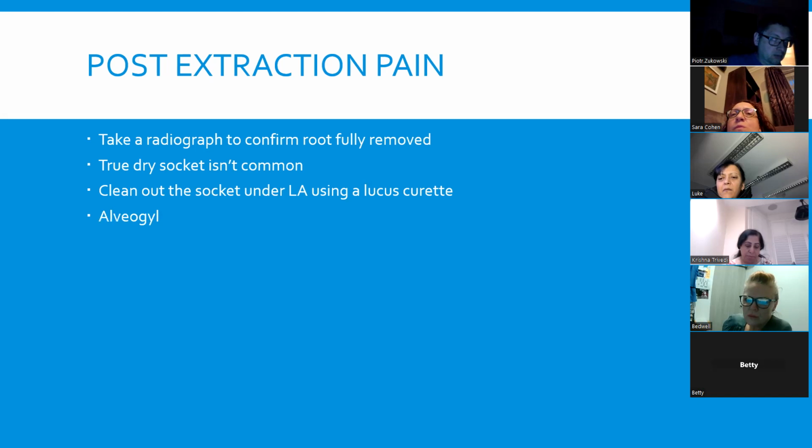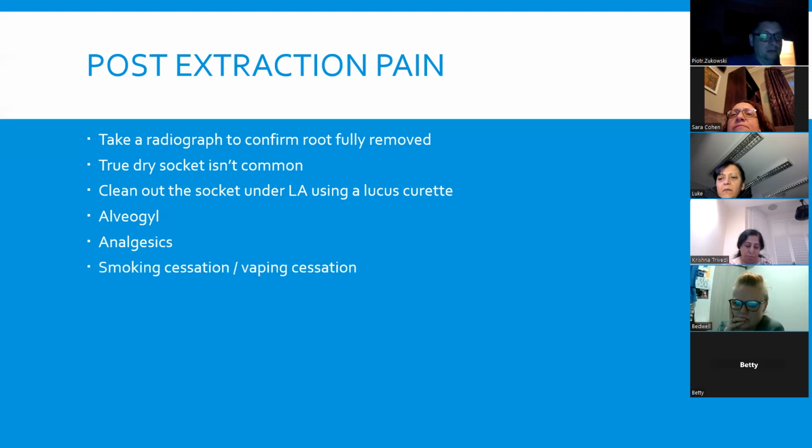Alpha-Gel, this is the stock thing to use. Analgesics, so painkillers, smoking cessation, vaping cessation. BDJ has been hot on vaping recently. We know it's not healthy. Is it as bad as smoking? Maybe not. But it's not something we want to be encouraging people to use. But if it gets them off the cigarettes, it's a start. But stopping smoking is difficult.